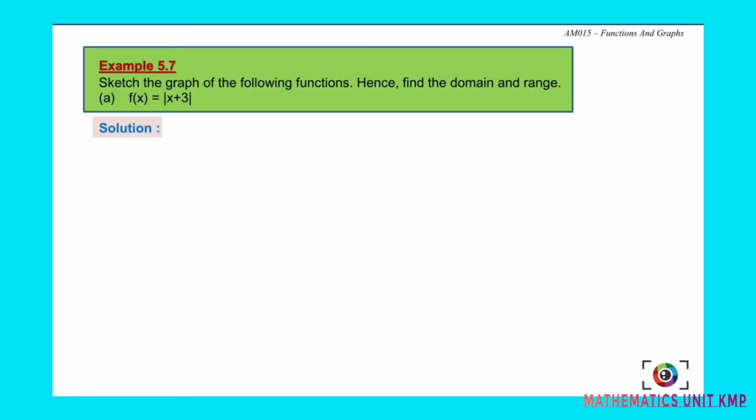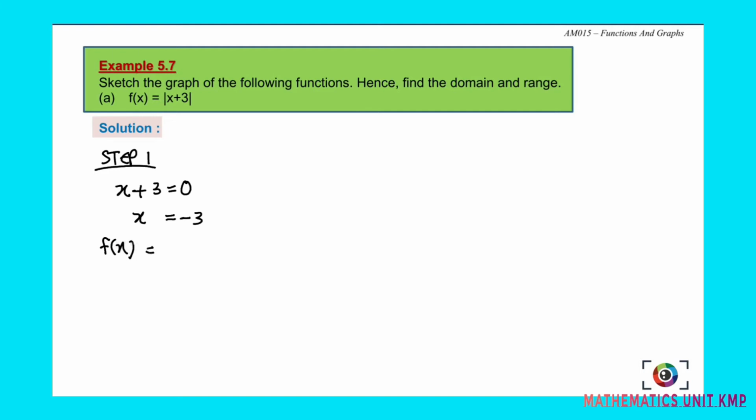Alright, for this example, f(x) equals modulus x plus 3. Sketch the graph and then we need to find the domain and range from the graph. Okay, first step, what is it? Find the coordinate of the vertex. How do you find? First of all, you take the function inside the modulus, x plus 3 equal to 0. So x equals negative 3. That's not it yet. After that, you need to substitute the value of x equals negative 3 into f(x) back.